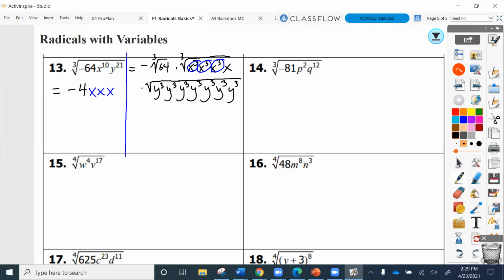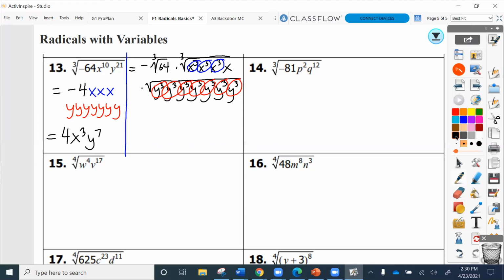Now, if you're savvy here, you're thinking, well, yeah, 21 divided by 3 would be 7, right? Okay, so now we have with the y values, we're going to circle all of these, right? 1, 2, 3, 4, 5, 6, 7. So we'd also have 1, 2, 3, 4, 5, 6, 7 y's out, right? Or if you simplified your answer, you would have 4x cubed y to the 7th.